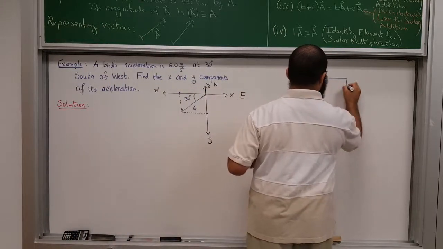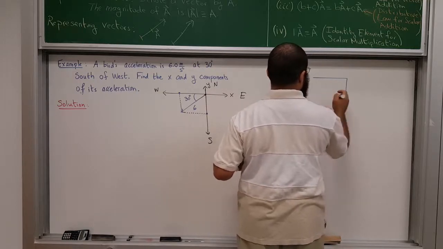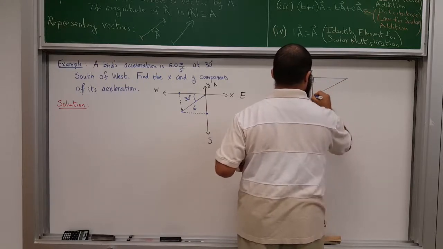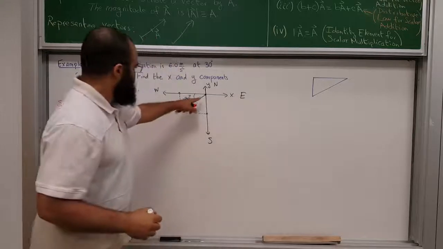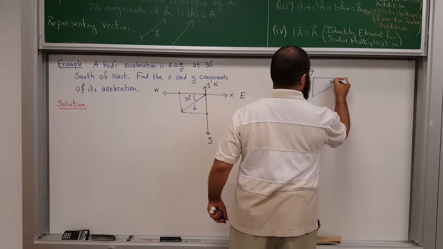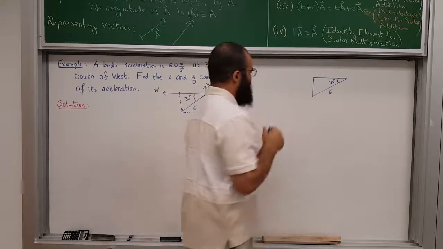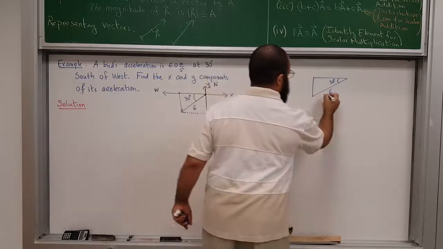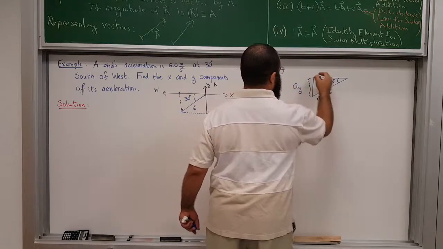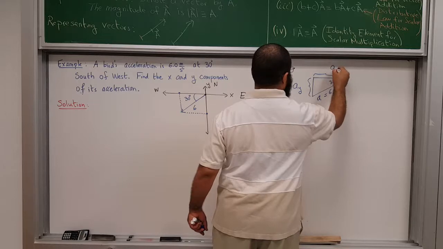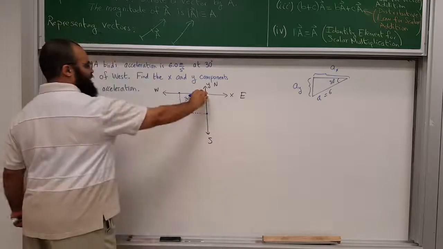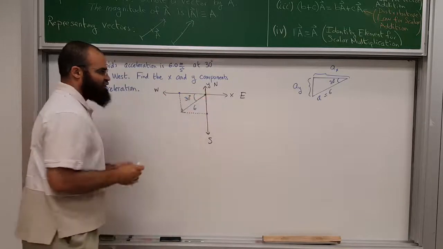So here is the triangle. It's size 6 this way. This is 30 degrees. And this is 6. And this is the acceleration. This is the y component of acceleration. I'll put it as AY. And this is the x component of acceleration. I'll call it AX. I only care about magnitude for now. I know the direction. It's in the negative x direction, and it's in the negative y direction this way.